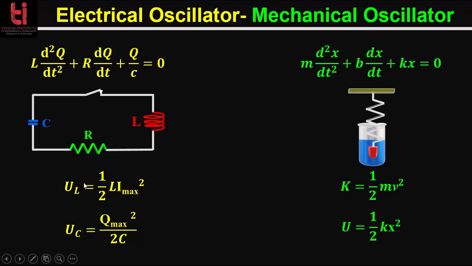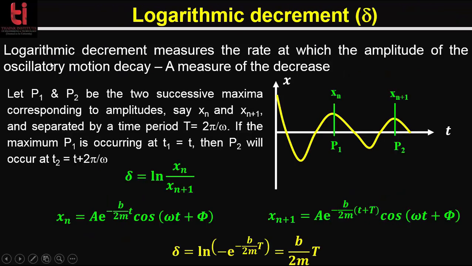The energy in this LCR circuit has two components. One is UL, the energy stored in the inductor, which is equal to half Li squared, and the energy stored in the capacitor, which is equal to Q max squared divided by 2C. And for the mechanical oscillator, there is kinetic energy, that is half mv squared, and potential energy, that is half kx squared. So there are some important terms associated with damped harmonic motion.